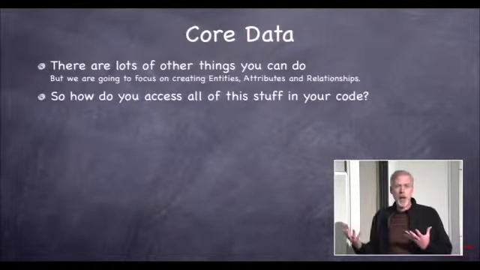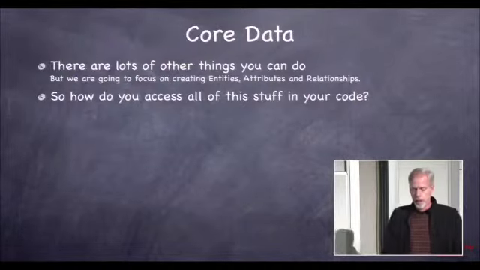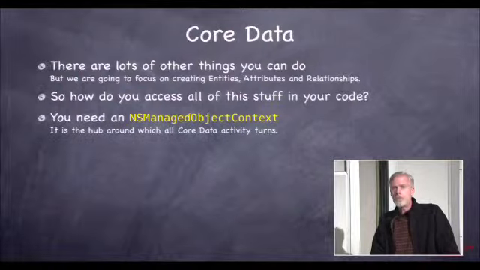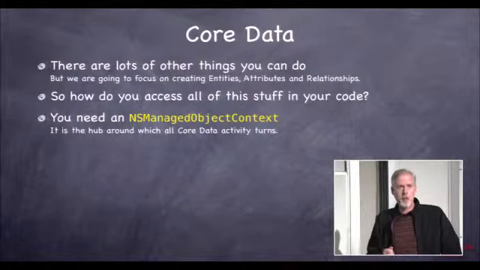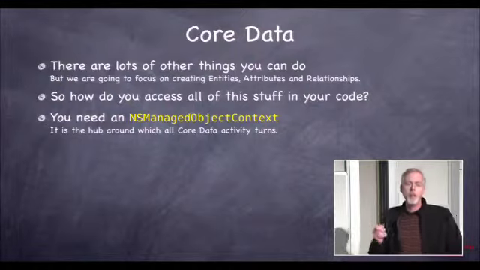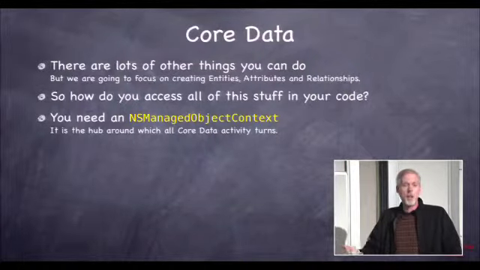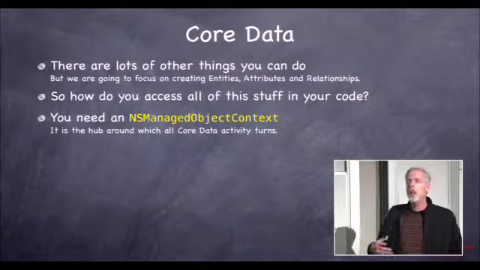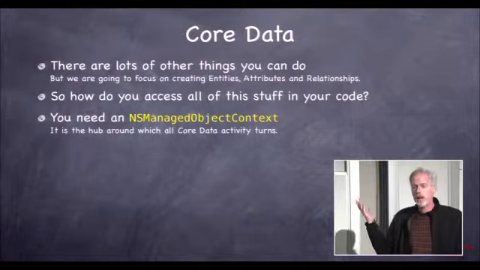Now that we have a visual mapping, how do we access all this stuff in the code? What does the code look like to access this stuff? The most important thing you need is what's called an NSManagedObjectContext. Okay? This is a class. You'll need an instance of it, and you're going to send messages to this instance to do things like queries, and if you're creating an object, you're going to have to specify what context it's in. So all the interaction with the database is going to happen through this NSManagedObjectContext.